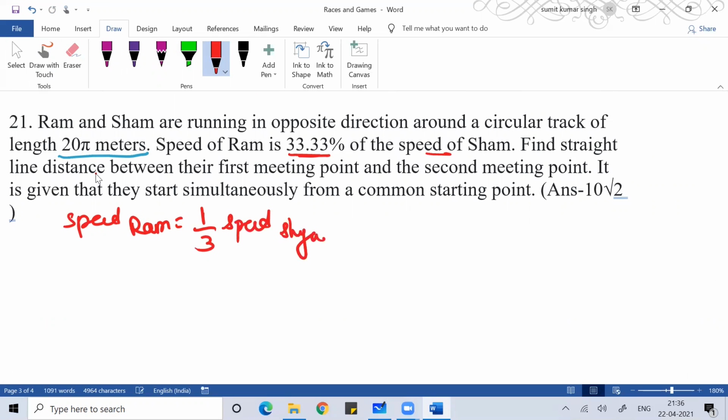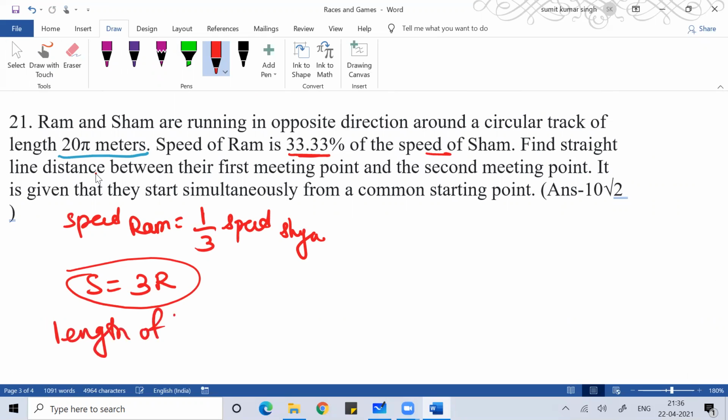Okay, so you can see the Shyam speed is 3 times of the Ram speed. Let the Ram speed is R, then the Shyam speed will be 3R. The length of the track is 25, and the speed of Shyam is 3 times the speed of Ram. Find the straight line distance between their first meeting point and second meeting point.